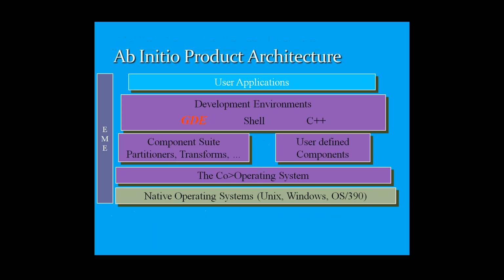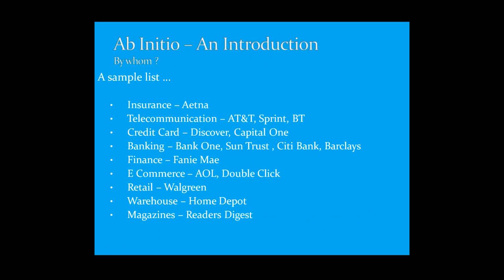So here we have the sample list of clients. This PPT was prepared in 2011 actually. So then we have the sample list of clients. We have insurance clients, telecommunication, right? We have credit card clients, banking clients, finance, e-commerce. So many customers are going with Ab Initio nowadays.